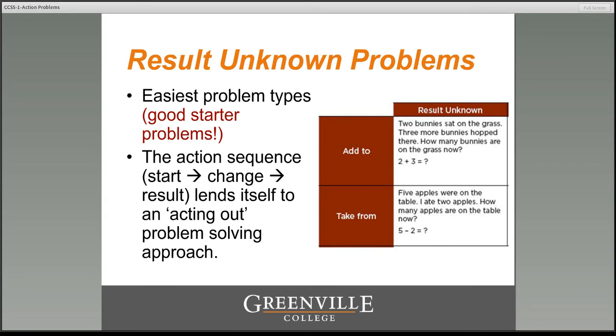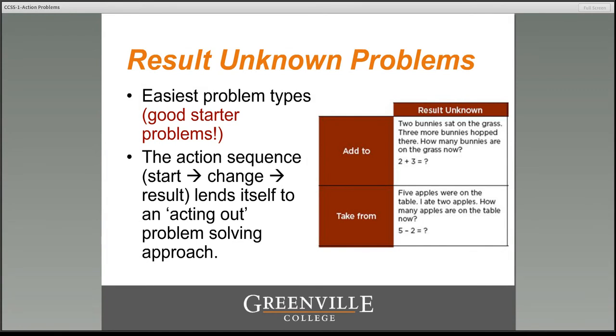The top problem here would actually be considered easy by most first graders. First, the action in the problem is very clear. It is easy to figure out the starting situation, easy to figure out what the change in that starting quantity is, and then if you just follow that, the result will emerge. The easier a problem is to act out, the easier it is for children to solve.